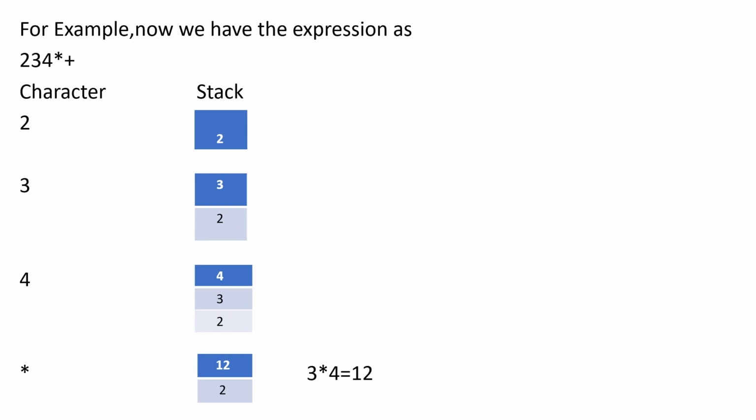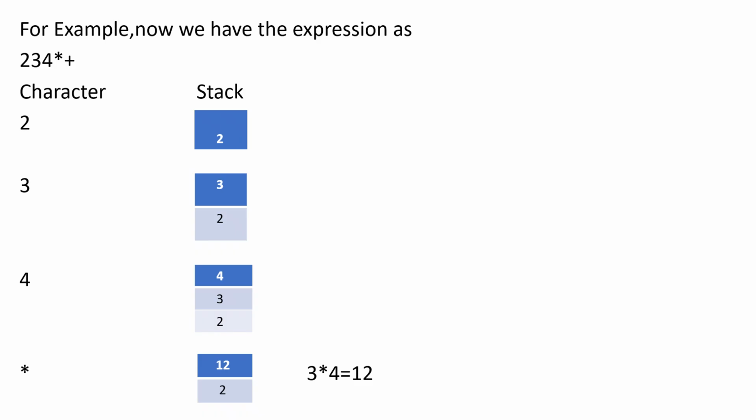And next the character is 3. Now the 3 will be read by the compiler. Since 3 is an operand, it is just pushed into the stack. Already the stack has the operand 2, and now 3 is inserted. Next the character is 4. Now 4 will be read by the compiler. The stack already has 3 and 2 as operands, and now the operand 4 will be inserted into the stack since it is an operand.